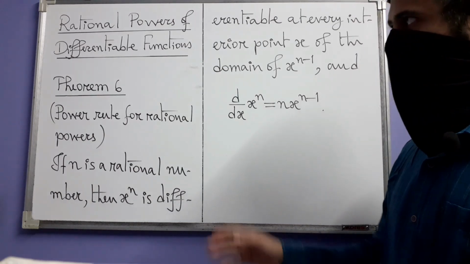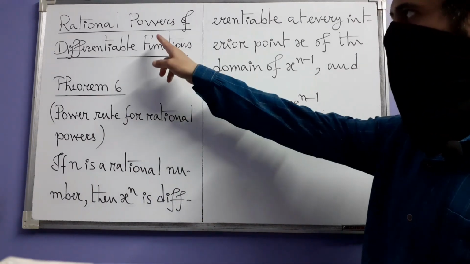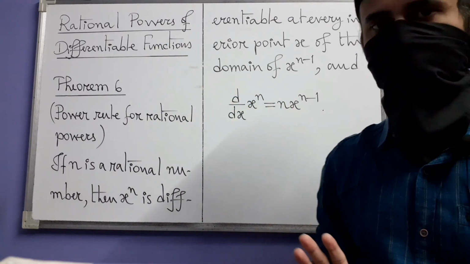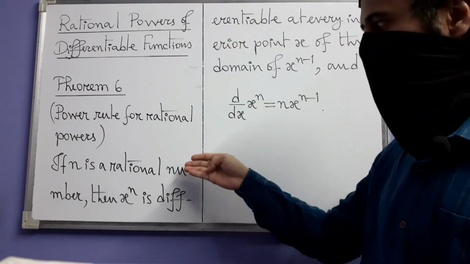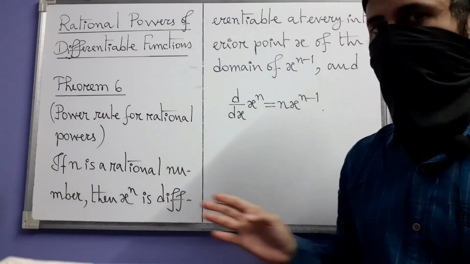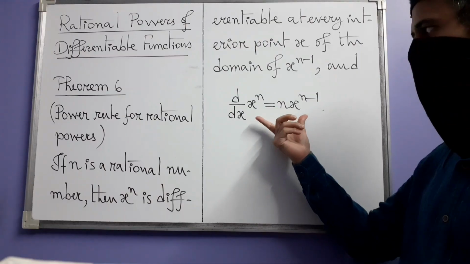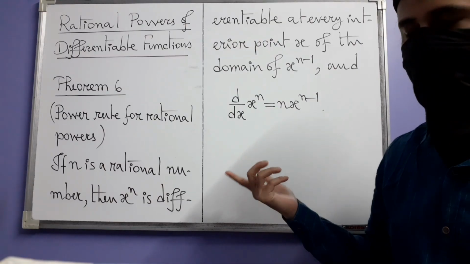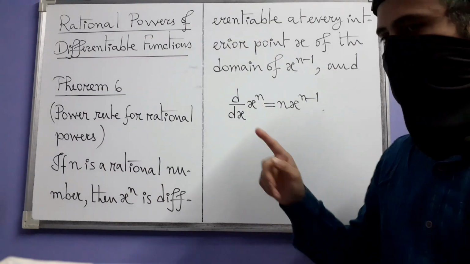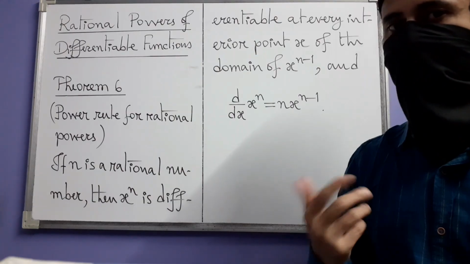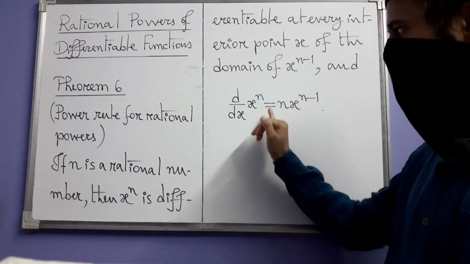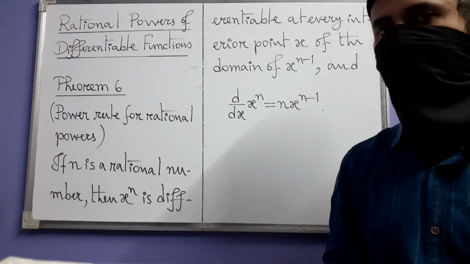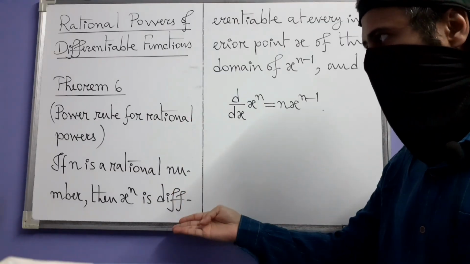This is the last topic of this section, rational powers of differentiable functions. And in this next result, we are going to extend the power rule for differentiation, which we already know, from integer exponents to rational exponents. That means here now n will be a rational number, and this is the actual statement.